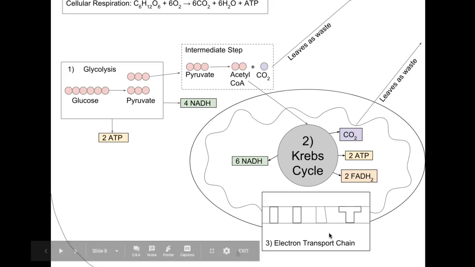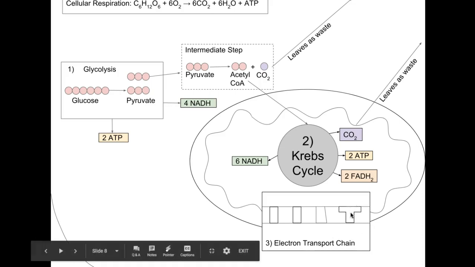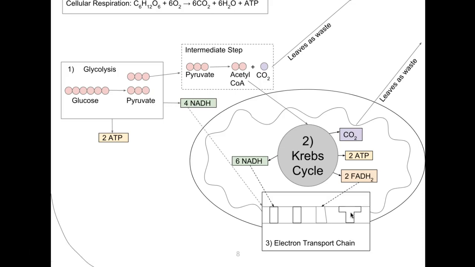So we're basically going to be building up that concentration gradient of hydrogen ions in the inner membrane space, okay, to power our ATP synthase, which would be right here. So just again, we're going to take those energy storage molecules, and we're going to be using them to power the electron transport chain.